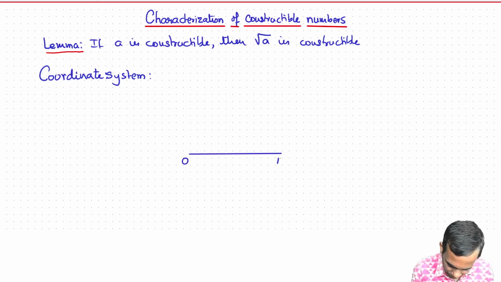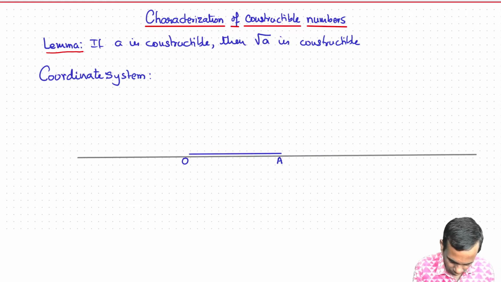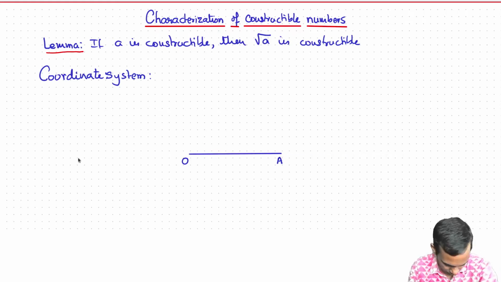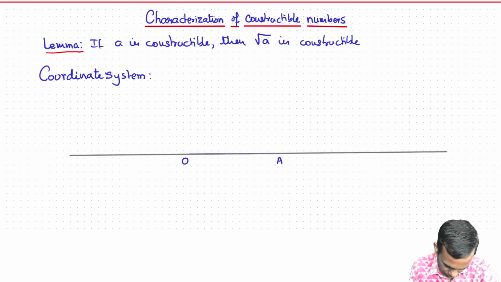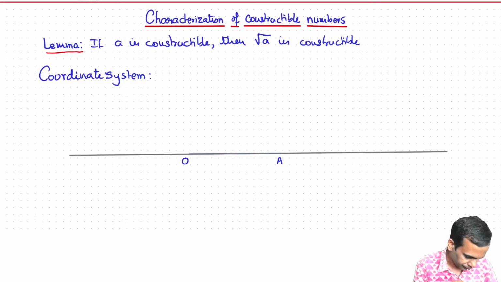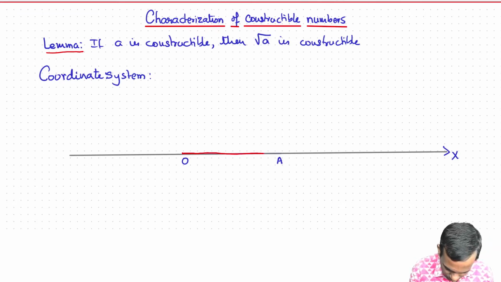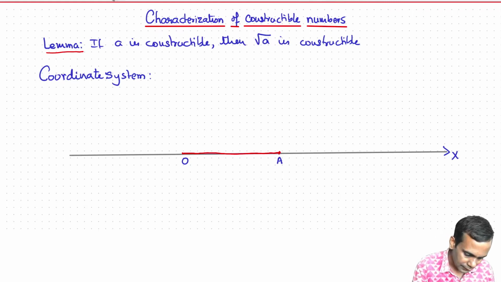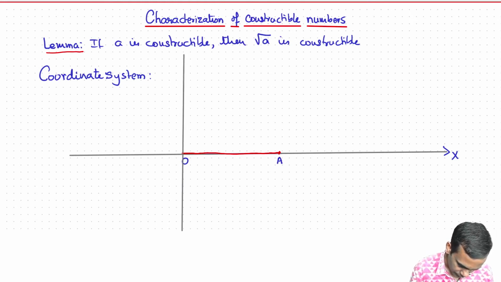So you start with your line segment OA, and then you can draw a perpendicular to it using straight edge and compass. Given OA, you can draw the x-axis as just the infinite line that passes through O and A. Oops, I need to move it up a bit. Okay, so this would be my x-axis. And for my y-axis, I'll draw a line perpendicular to it, which I can also construct by straight edge and compass.